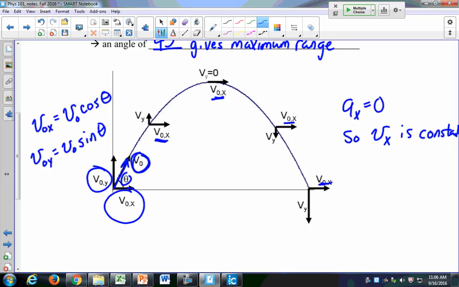In fact, as you're working through projectile motion problems, it'll be useful for you to separate the x and the y motion into two separate problems. All right, so we see here that initially Vy is big. At the top, Vy goes to 0, and then over here, Vy is big again, but in the negative direction.